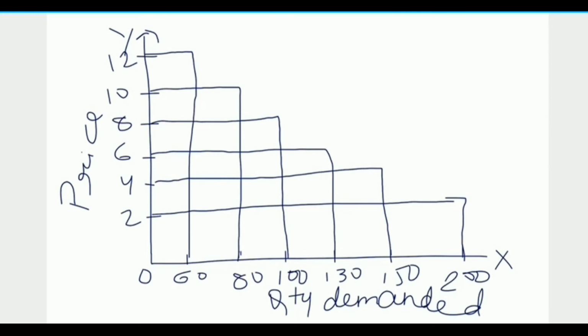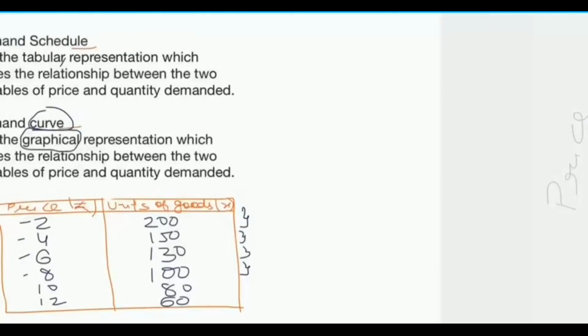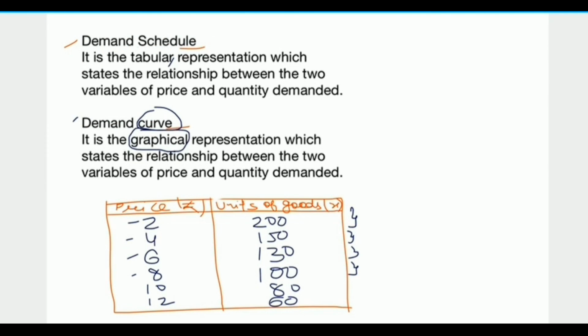So this can be represented in this manner. This is what a demand curve is all about. It will touch this and this also. This is the demand curve. We just derived our demand curve from the demand schedule only. So this is all about demand curve and demand schedule.